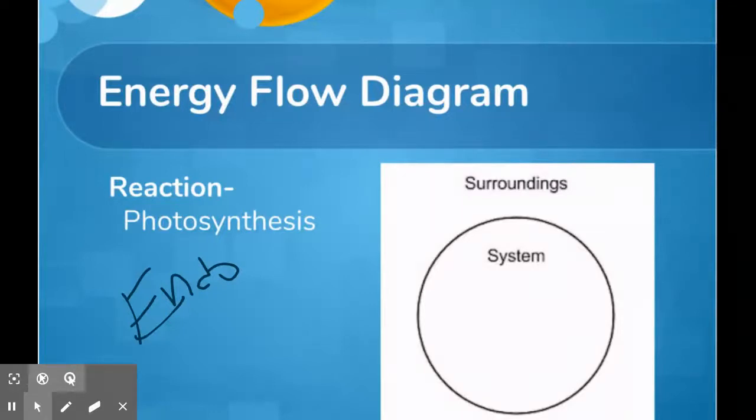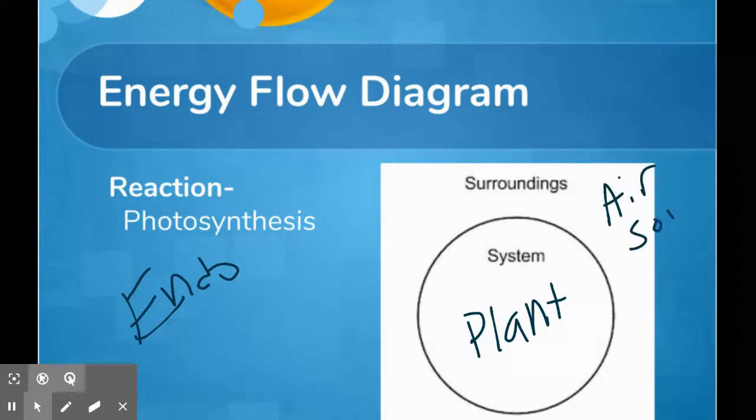So the system needs to be labeled. The system is our plant. And then the surroundings could be the air, soil, or, if it's a potted plant, the pot around the plant, everything around the plant that is not the plant. Since this is an endothermic reaction, energy is flowing into the system from the surroundings. So you need to draw arrows showing the energy transfer into the system from the surroundings. And that's how you draw an energy flow diagram.